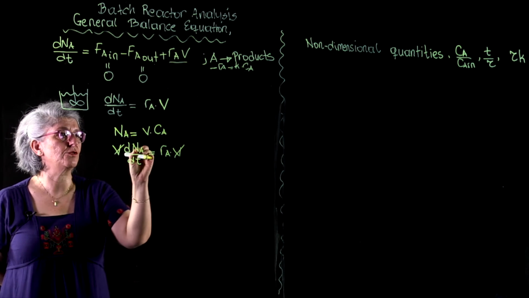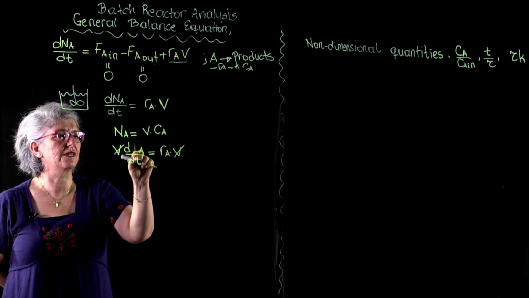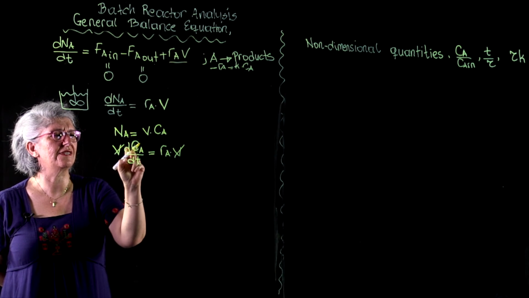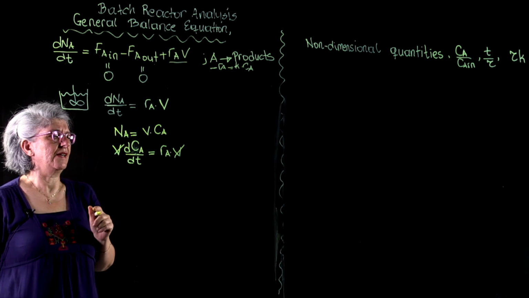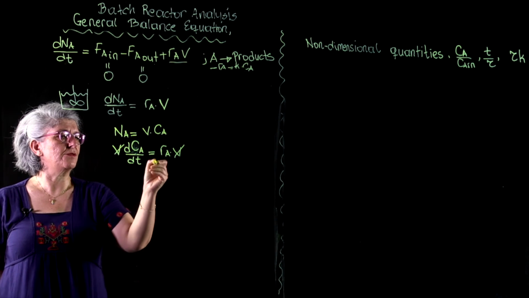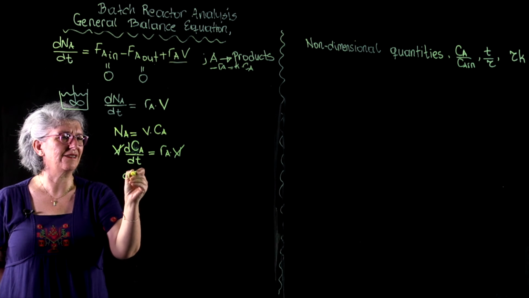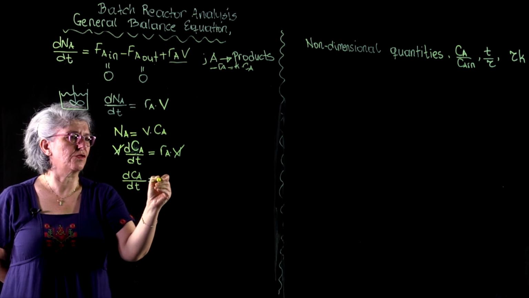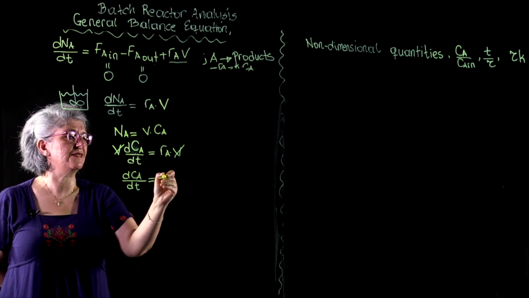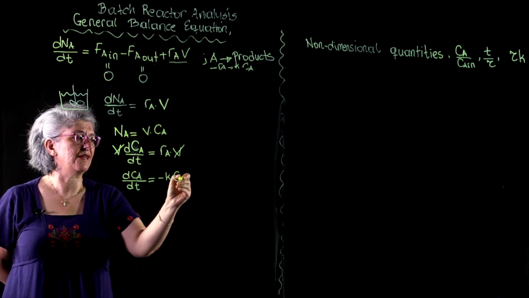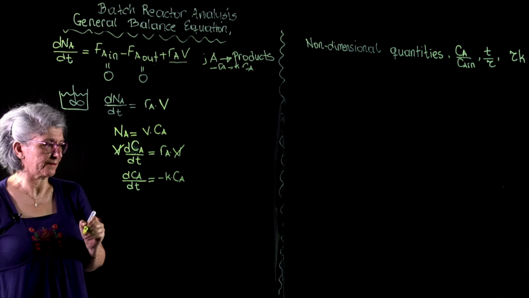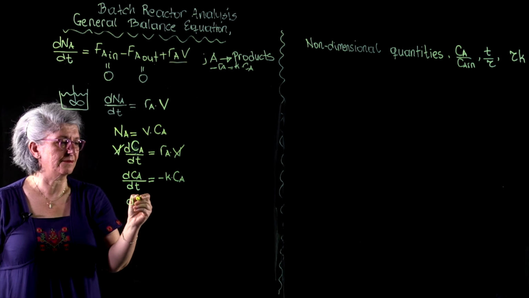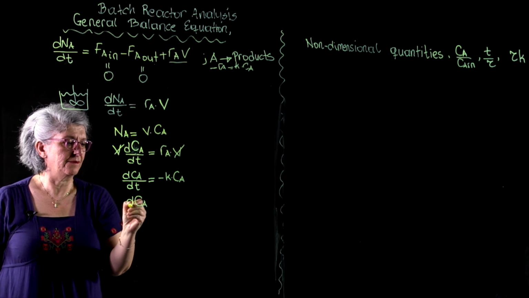V's cancel. I'm sorry, Ca. This is supposed to be Ca, dCa over dt. Okay, and we substitute for Ra, which is minus K times Ca, and integration, as we have done for a more complex system in the previous video.